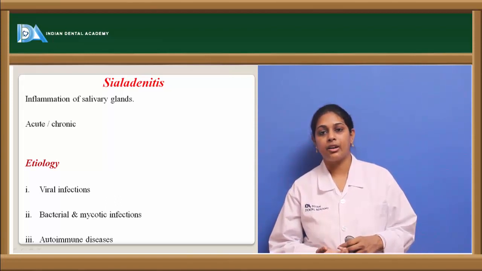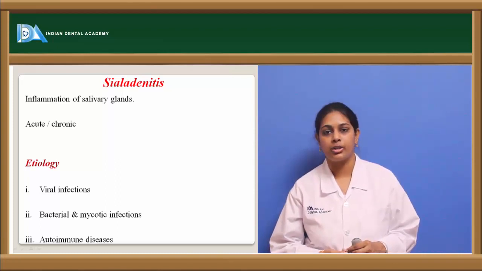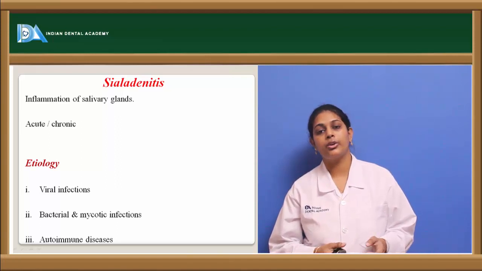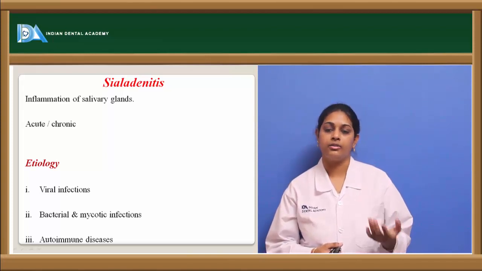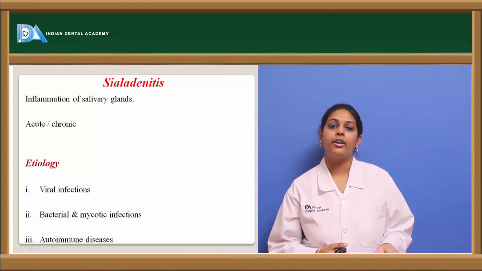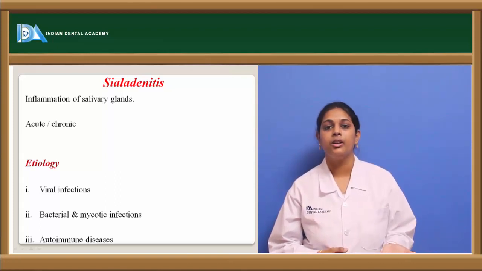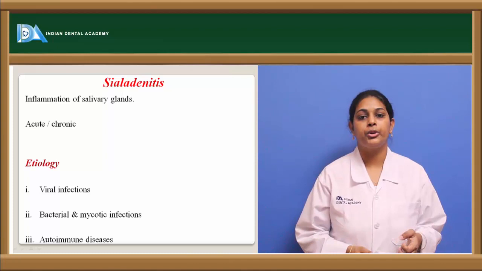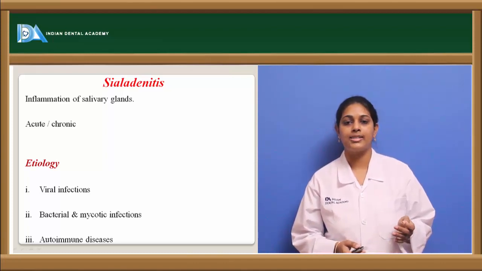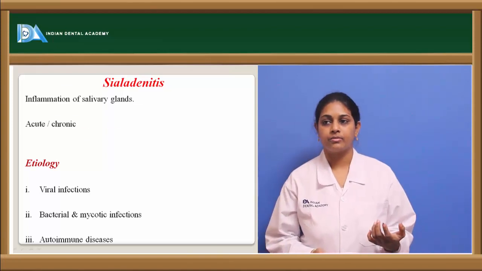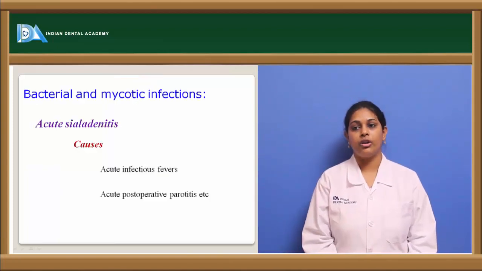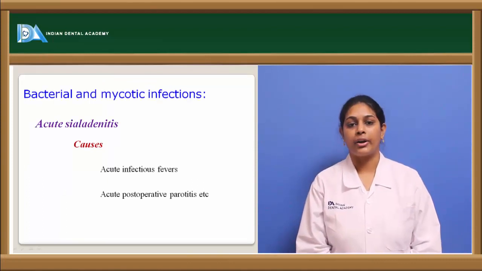Next coming are bacterial and mycotic infections. They are usually very rare and most commonly seen in case of tuberculosis as well as actinomycosis. Coming to the autoimmune disorders, usually these are not a direct etiological agent, but rather they might provide an environment which might result in sialadenitis. Among these autoimmune disorders, most commonly it is Mikulicz disorder as well as Sjogren's syndrome, which show such conditions associated with sialadenitis.